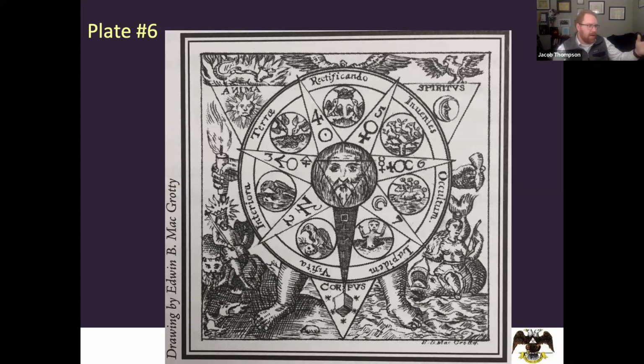We have a symbol of fire on one side, obviously not a cup or water, probably being held in that cup on the other side. We have the sun, the moon, the cube at the base. We have anima, spiritus, corpus. So we're talking about body, spirit, and soul.